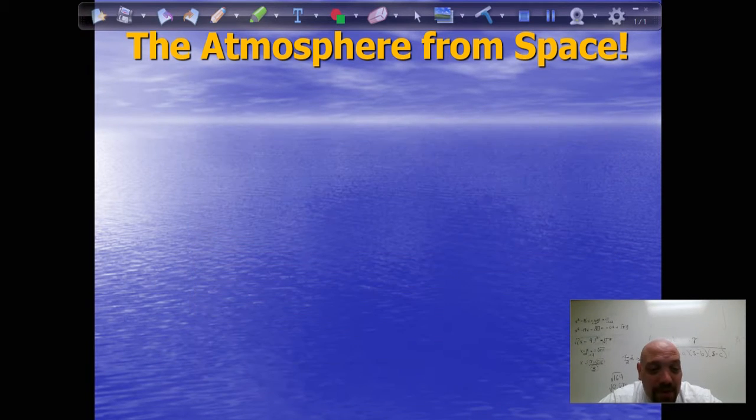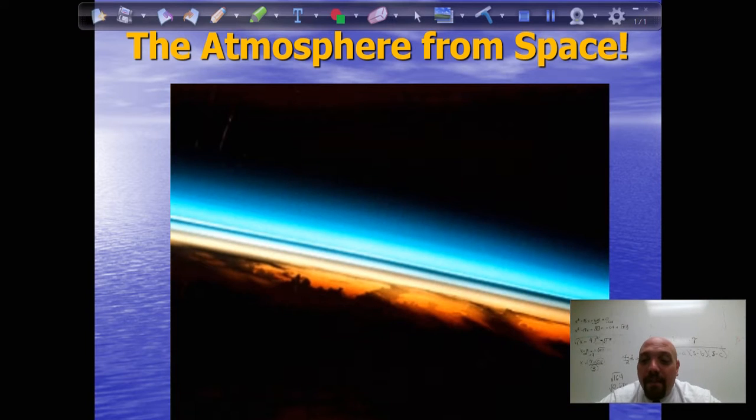Next picture I want to show, this is a great picture because this is from outer space. Something that astronauts get to see. You get to see the actual horizon from a space station or space shuttle looking through the atmosphere as the sun is rising from the other side of the Earth. It's kind of cool. And one of the things that you see is up here you see this very gradual fuzzy transition into outer space.